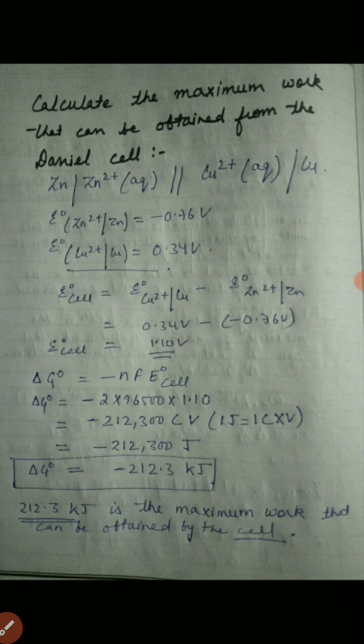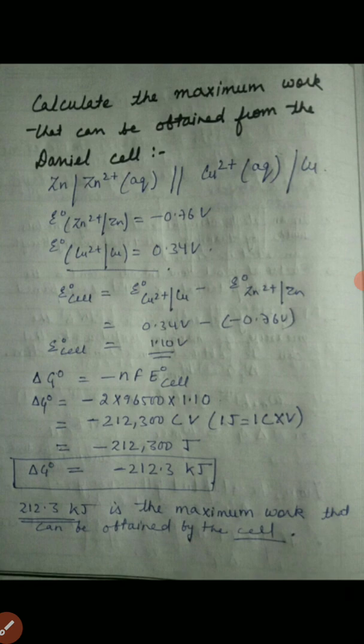Now, first of all, students, we will find out the standard EMF of the cell, that is E naught reduced minus E naught oxidized. So reduction is taking place at the copper electrode. It is E naught Cu2 positive half cell copper minus E naught Zn2 positive half cell Zn, and that will be equal to 1.10 when we put the values of E naught.